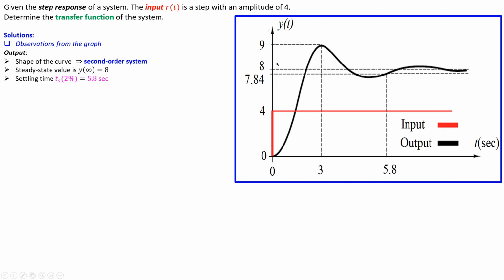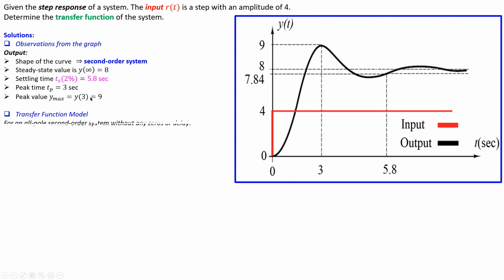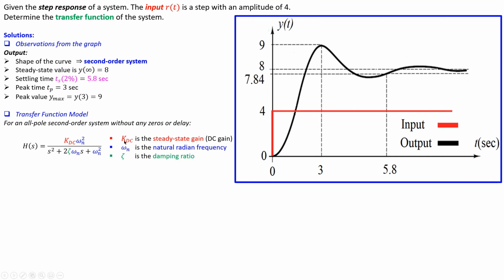I can also see the peak time is 3 seconds, and the value of the peak is 9, and we can now use these data to determine the transfer function. Again, we assume it's an all-pole second order system without any zeros or any delay. This is the transfer function for the second order system. We have the KDC, which is the steady state gain, the DC gain. The other is omega, the natural radian frequency, and the damping ratio, zeta. So we need to determine these 3 parameters for our transfer function.